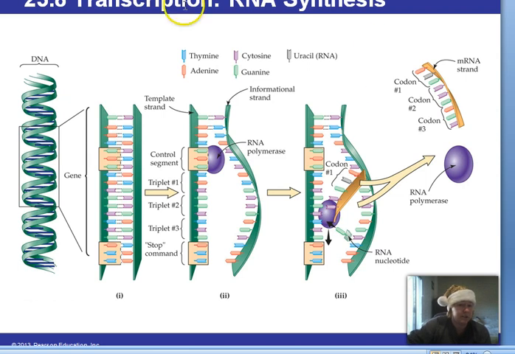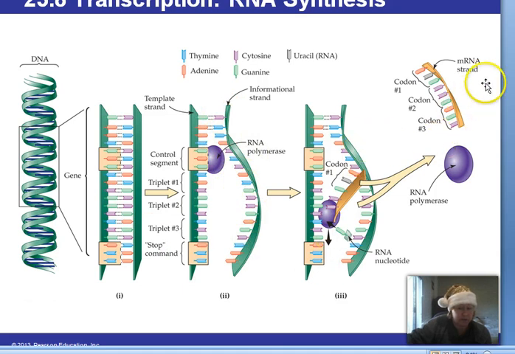So here you go. Here's the DNA. Here's the triplet code. It makes the RNA right here. Do you see? It makes an RNA. Then this RNA goes off with a codon and goes to the cytoplasm to find the ribosome and make proteins. Does that make sense? DNA makes a strand of RNA.